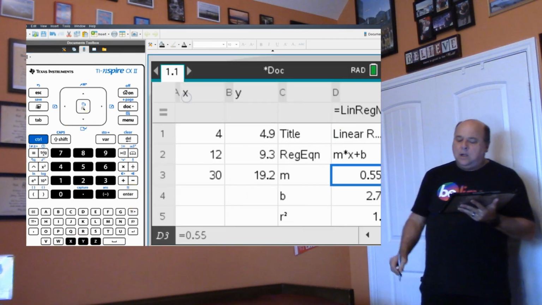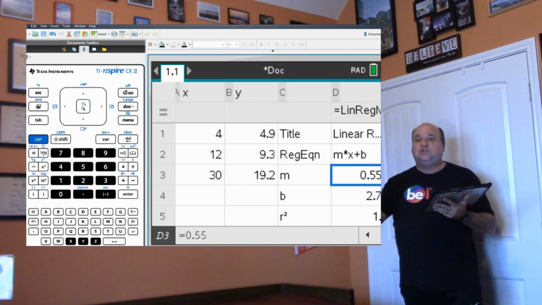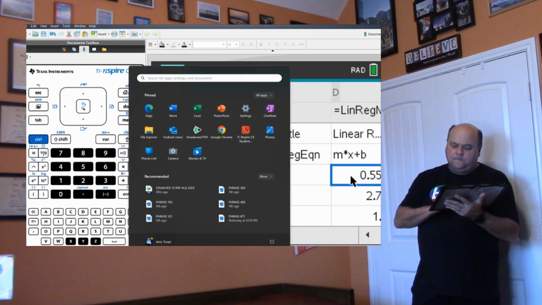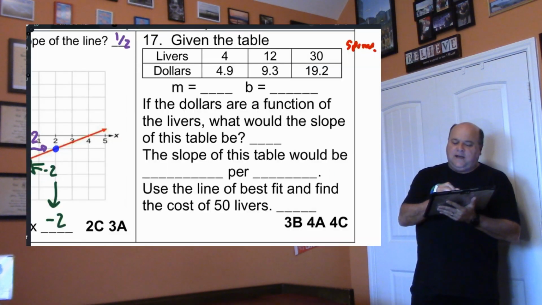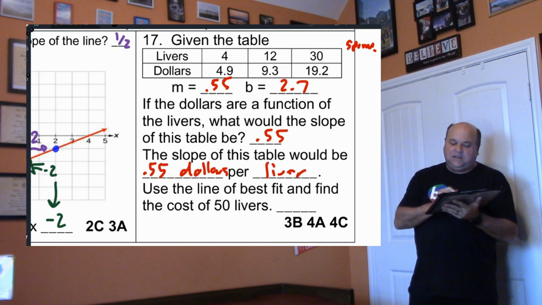And bam. Our slope is 0.55, which is how much each liter costs, and the starting price is 2.7. Okay, so go to here. It's 0.55 and 2.7. The slope would be 0.55, which is $0.55 per liter. And the line of best fit for 50 liters, write down 0.55x plus 2.7.